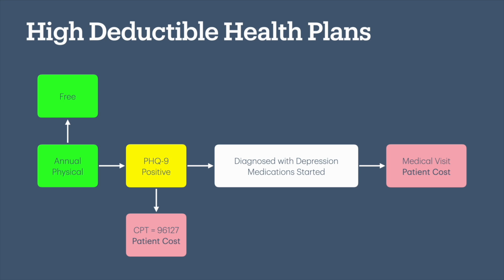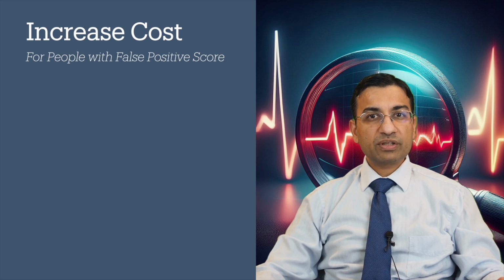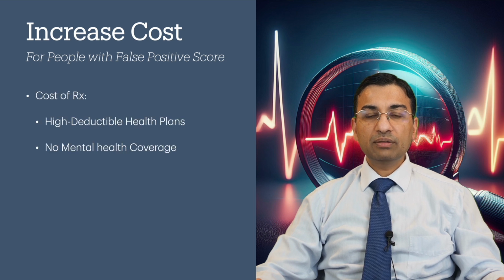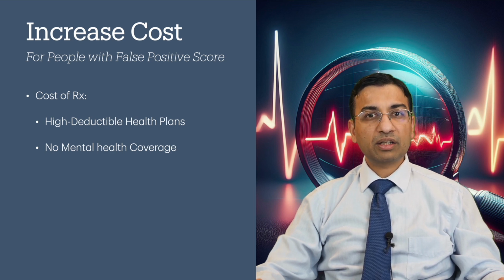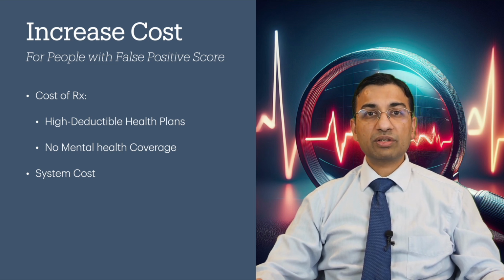This creates a catch-22 situation. PCPs must use the 96127 code to receive credit for performing depression screening, but doing so often leads to people complaining about unexpected charges. Also, initiating treatment for a false positive depression screening adds burden to both the patient and the health system. So for example, increased costs for medications, mental health therapy, or other treatments that people will now have to pay. Furthermore, the cost burden is higher for people with high deductible health plans or those without coverage for mental health. Then there's the increased overall healthcare cost to the system for not only unnecessary treatments, but also to manage the harms from unnecessary treatment.